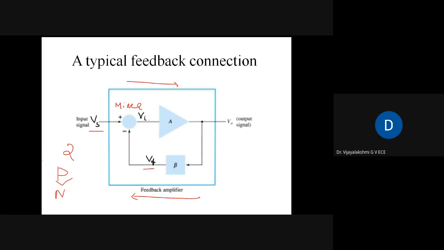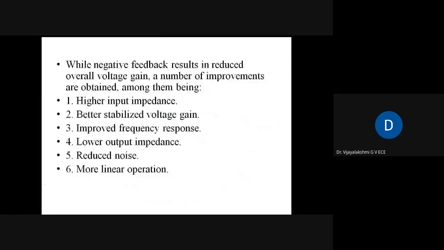Now we'll concentrate on the negative feedback. Further, we'll study the positive feedback. With negative feedback, the overall gain of the amplifier will reduce. But still, there are many advantages of going for negative feedback. So let us see what the advantages of negative feedback are. Here are a few advantages of negative feedback: better input impedance, better stabilized voltage gain, improved frequency response, lower output impedance, reduced noise, and more linear operation. I'll explain all of this.